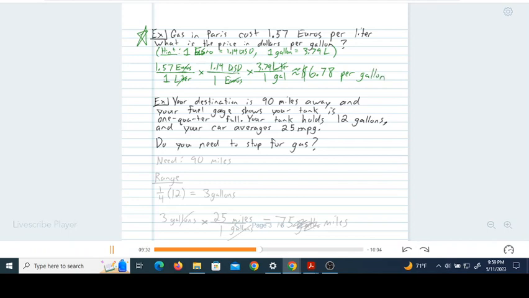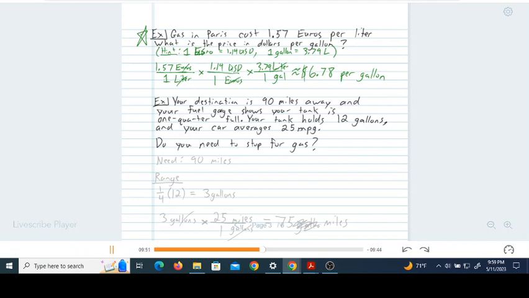So as you can see, that is a huge difference. So it's very, very important that we take into account the units, right? At first glance, 1.57 euros per liter sounds like it's cheap, but it's really not. I mean, 1.57 euros per liter means it's costing almost $7 a gallon.